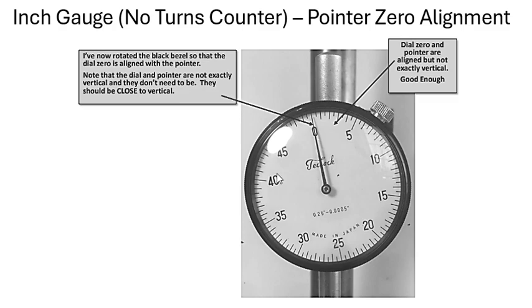Now we get to the next diagram, and here we have already adjusted the bezel. We rotated the bezel, so this black bezel has been rotated, and you can see the pointer is now in alignment with that 0. They're not exactly vertical, but they're very close, in alignment with the 0 and the pointer.